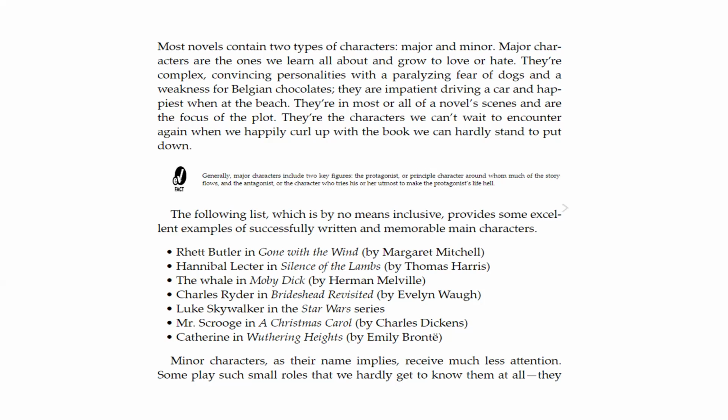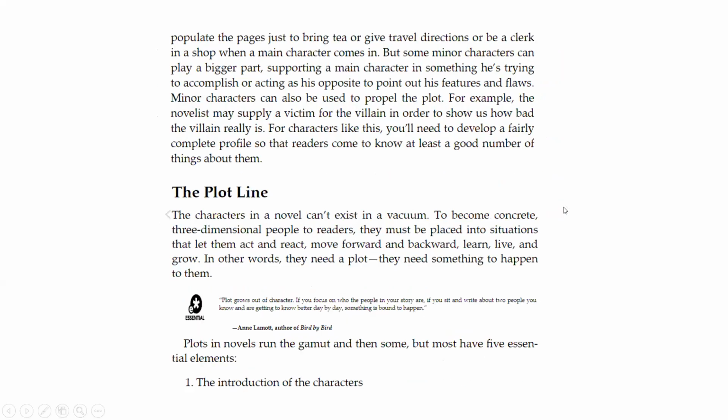Minor characters, as their name implies, receive much less attention. Implies means suggests. Some have such small roles that we hardly get to know them at all. They populate the pages just to bring tea or to give travel directions or be a clerk in a shop when a main character comes in. But some minor characters can play a bigger part, supporting a main character in something he's trying to accomplish or acting as his opposite to point out his features and flaws.